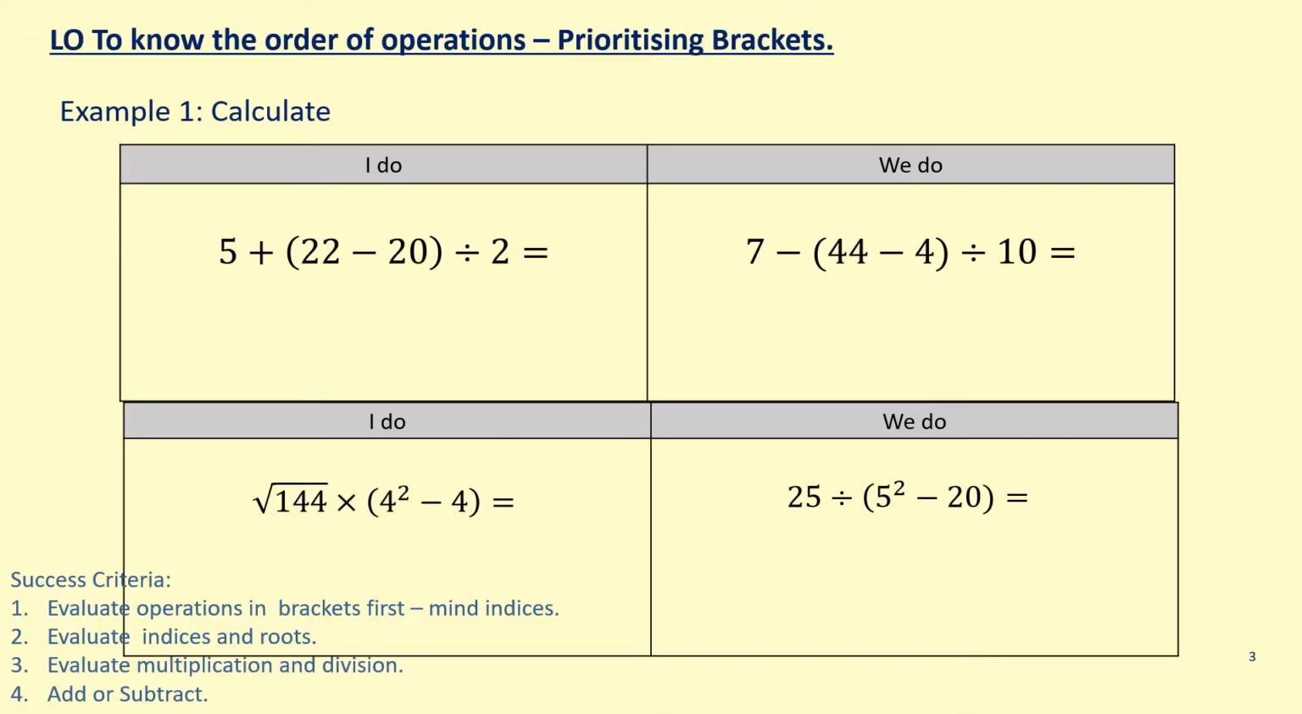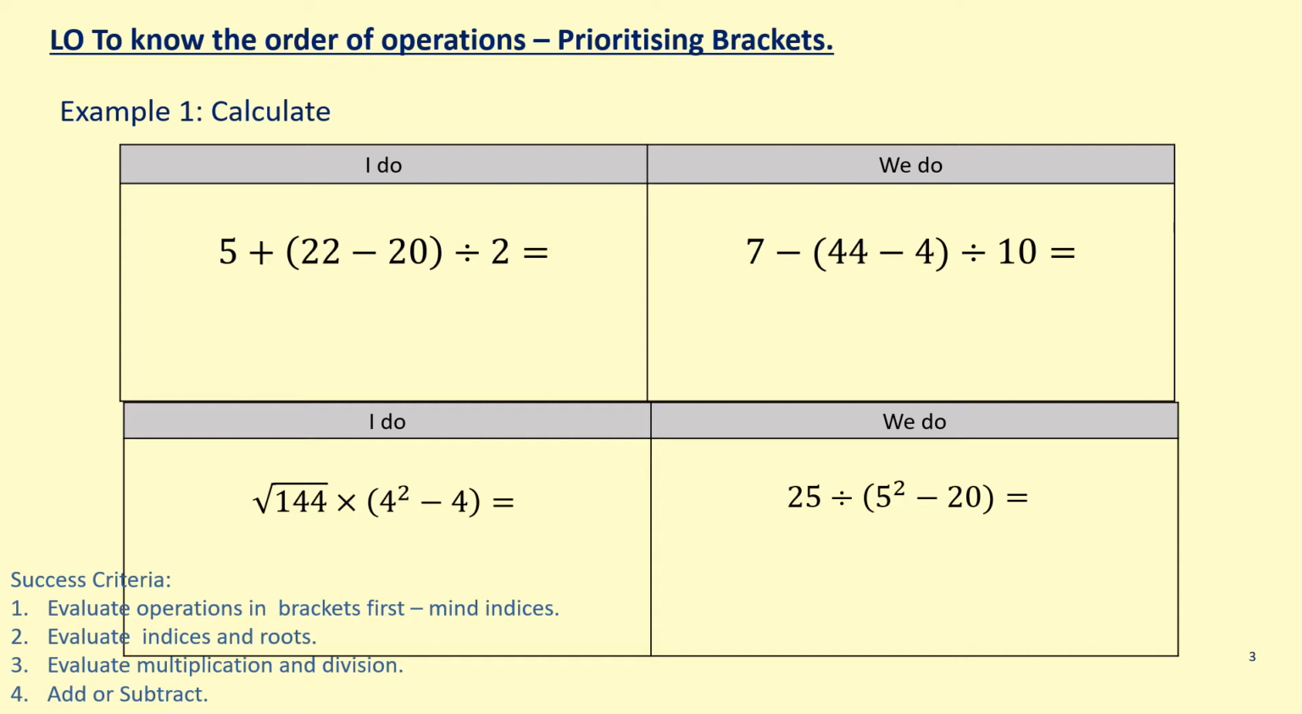And now we are moving on to the main learning objective, which is to know the order of operations, prioritizing brackets. So let's have a look at the success criteria. The first success criterion is evaluate operations in brackets first and mind indices. So if there is a number with an index inside the brackets, we will do it before doing the actual operation. But I will show you in an example in a minute. Then 2, evaluate indices and roots. 3, evaluate multiplication and division, and then add or subtract. So this is your BIDMAS.